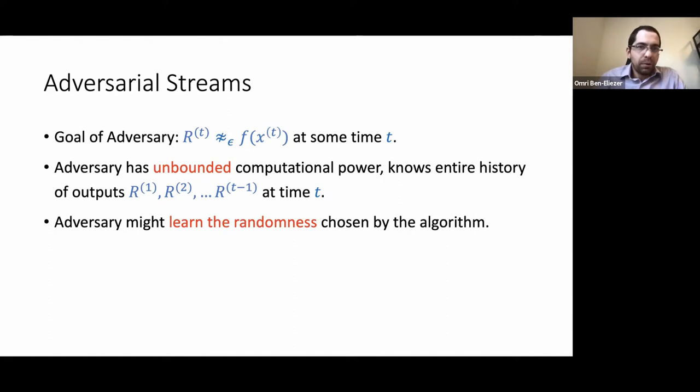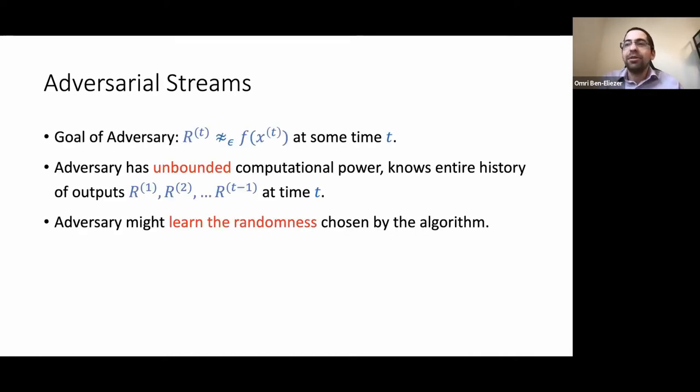And what we worry about is that the adversary might learn the randomness chosen by the algorithm. We definitely want to assume that the adversary knows the algorithm that we run. But if the adversary knows both the algorithm and the randomness that the algorithm uses, then it's easy for them to attack us. So this is what we worry about, an adversary that learns the randomness chosen by the algorithm.